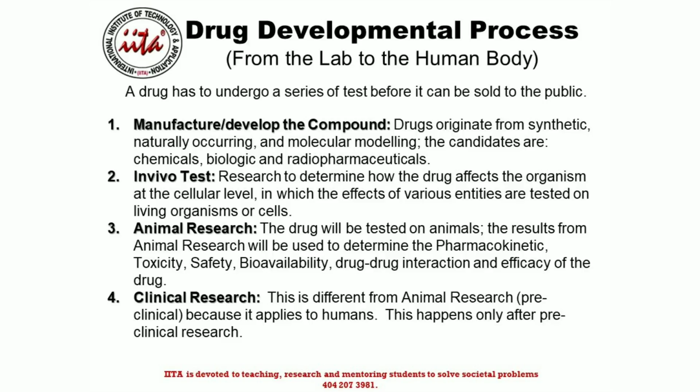In vivo tests. Research to determine how the drug affects the organism at the cellular level, in which various entities are tested on living organisms or cells. Animal research. The drug will be tested on animals. The results from animal research will be used to determine the pharmacokinetics, toxicity, safety, bioavailability, drug-to-drug interaction, and the efficacy of the drug.